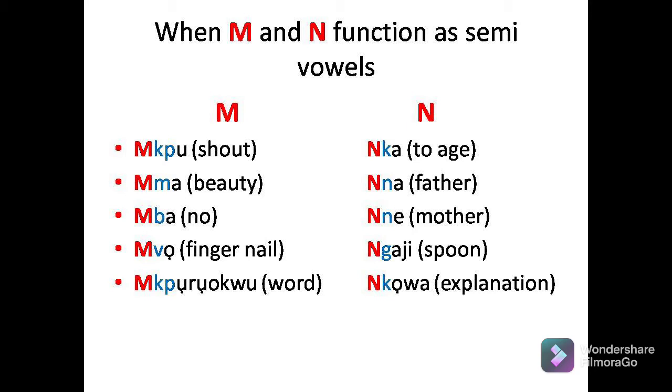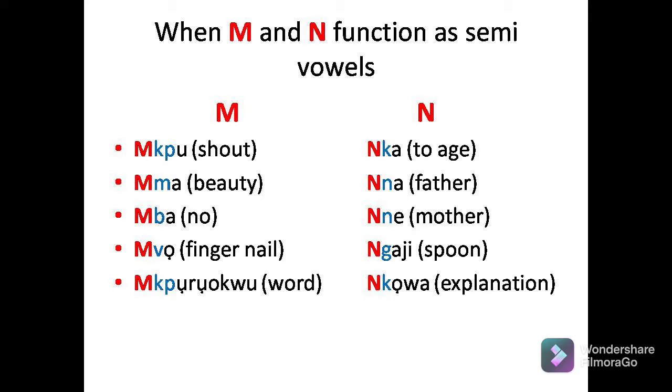The first one for the M, we have mkpu. Mkpu means shout. Iti mkpu, to shout. The next one is mma. Mma is beauty. This next one, mba. Mba means no. The next one, mvo. Mvo means fingernail. The next one, mkpụrụ. Mkpụrụ means word or words.